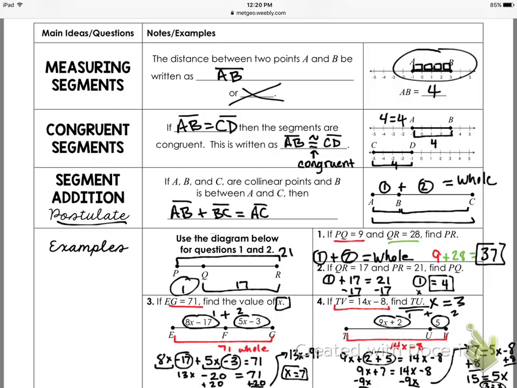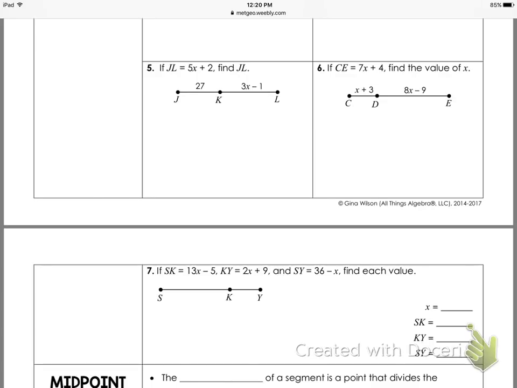So what is TU? Well, I'm going to do this in blue. TU is this distance. It's 9x plus 2, but x is actually equal to 3. So we can plug this in and do 9 times 3 plus 2, and actually find that distance when we plug x in. 9 times 3 is 27 plus 2, so TU is actually equal to 29. So we can go from there and figure out what all these distances are.